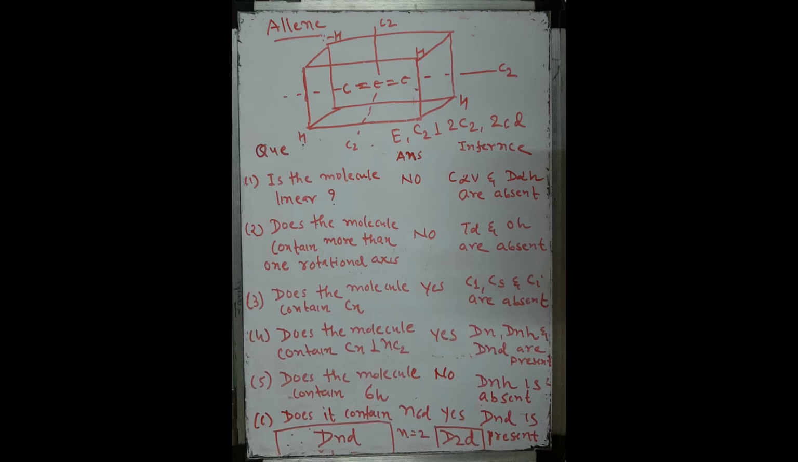Next question we are going to ask, does the molecule contain sigma h? Answer is no, therefore Dnh is absent. Next question, does the molecule contain n dihedral planes? Answer is yes, therefore Dnd is present. Here n is equal to 2, therefore point group of this molecule is D2d.